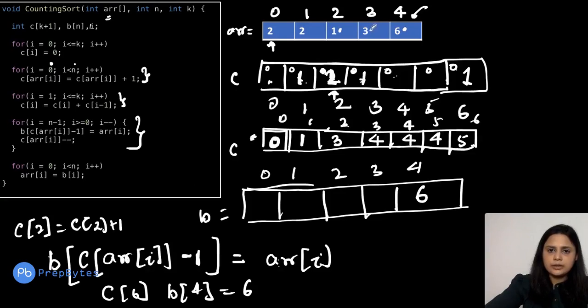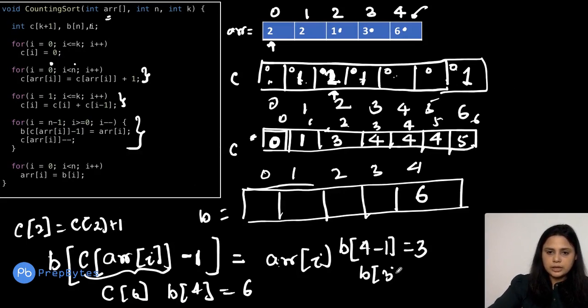Now let's say I go here. Okay, so now we have to do for 3. So similarly, we have to find what is C of 3? It's going to be 4. Okay, so it's going to be 4. So we have to be like B of, this value gives me 4 minus 1 is equal to 3. So what is B of 3? It is 3. So I'll put 3 here.